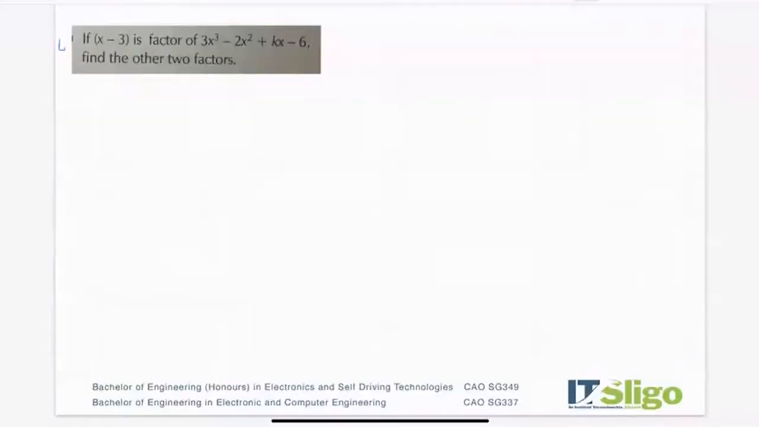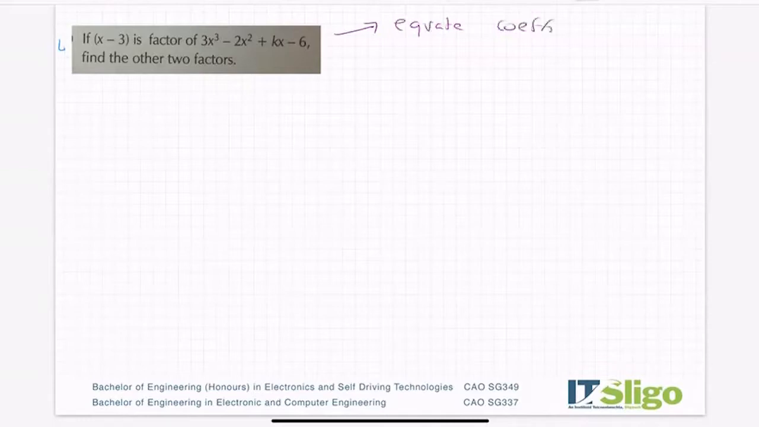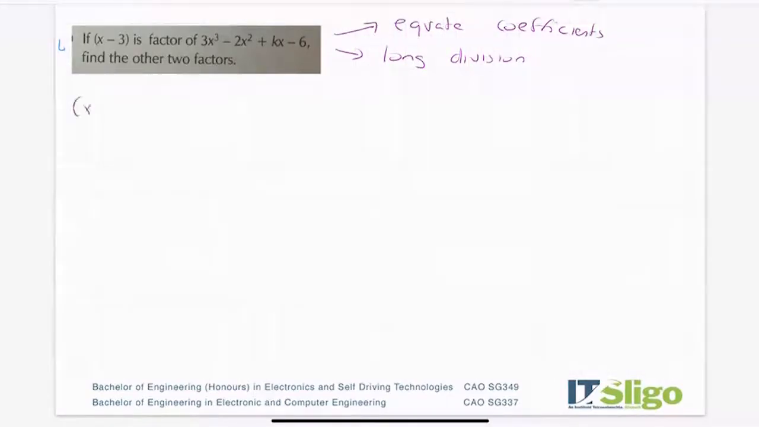Okay, if x minus 3 is a factor of 3x cubed minus 2x squared plus kx minus 6, find the other two factors. Okay, so two ways of solving it. We could equate coefficients, or we could use long division of algebra. Okay, so I'm going to try equating the coefficients because in many cases it ends up being easier. So I have one factor, x minus 3.